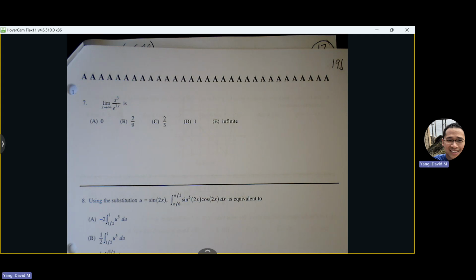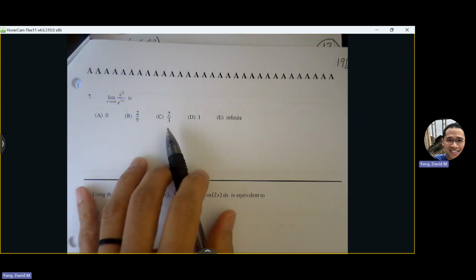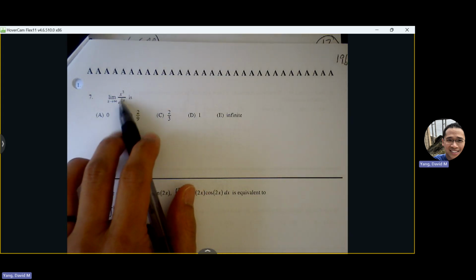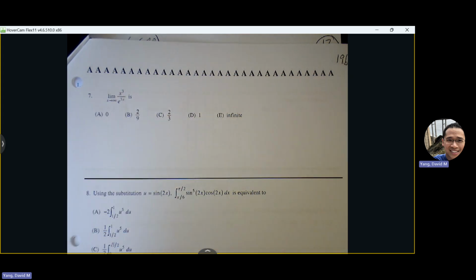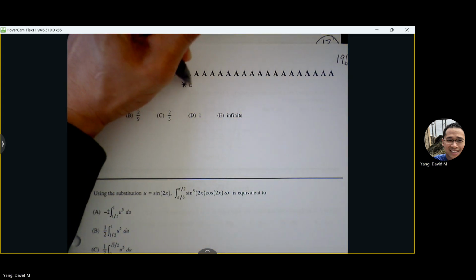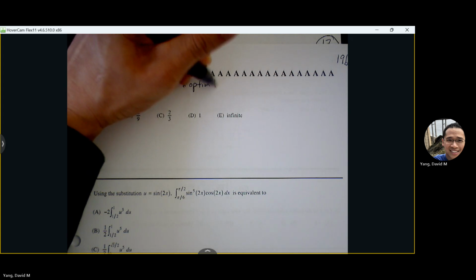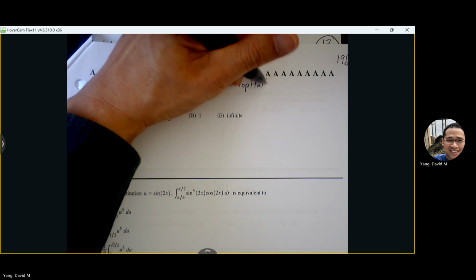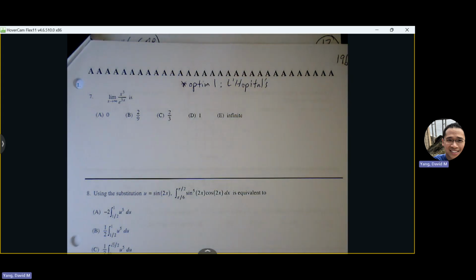Limit as x approaches infinity of x cubed over e to the 3x. There's two ways that you can do this. One way is if you plug in infinity, you'll get infinity over infinity. You can do L'Hopital's rule. That's one option. L'Hopital's rule, most of the time we use it for 0 over 0, but if you get infinity over infinity, that also gives you the ability to do L'Hopital's rule.